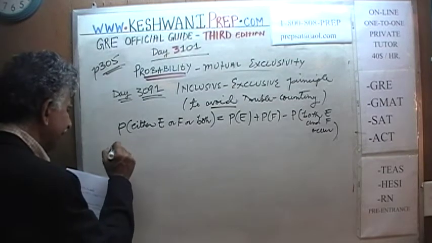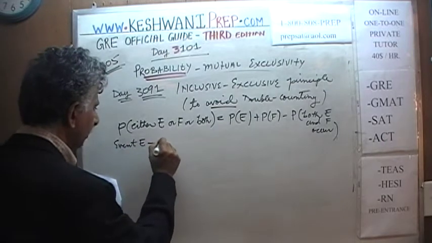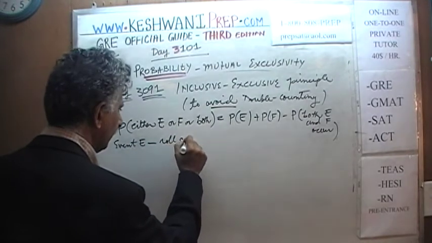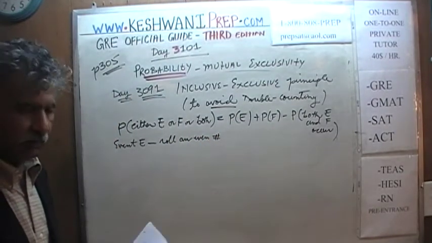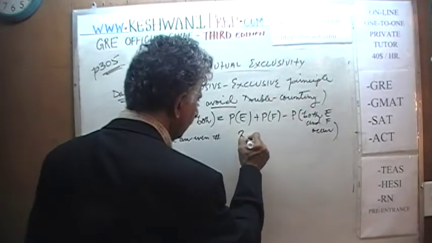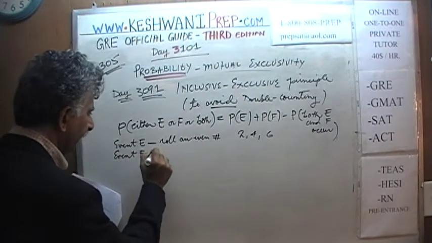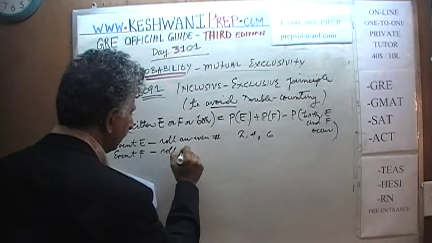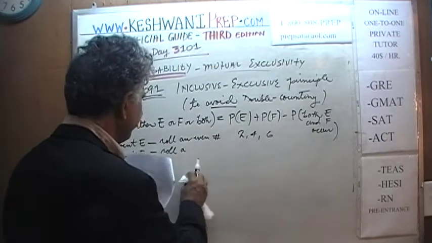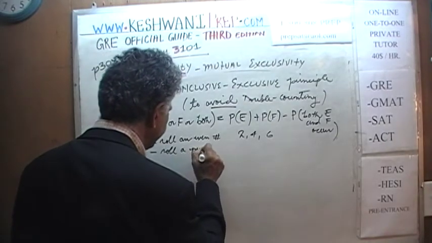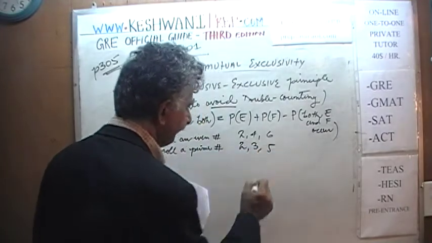For example, let's define event E as rolling an even number. If event E is defined as rolling an even number, we know what the possible outcomes are. Possible outcomes are 2, 4, and 6. And let's define event F as rolling a prime number. And again, prime numbers are 2, 3, and 5.